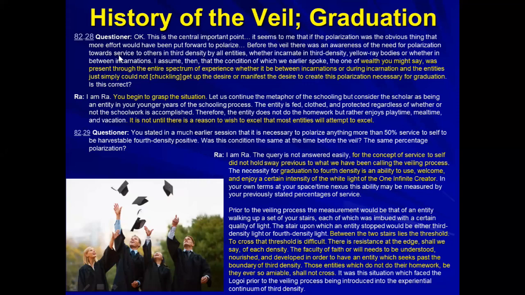So service to others in third density, by all entities, they were aware of it, whether incarnate in third density yellow ray bodies, or whether in between incarnations. So that's what we just talked about. I assume that the condition of which we earlier spoke, the one of wealth, you might say, was present through the entire spectrum of experience, whether between incarnations or during incarnations, and the entities just simply could not, laughing, get up the desire to manifest the desire to create this polarization necessary for graduation. Is that correct? Ra says, you begin to grasp the situation.